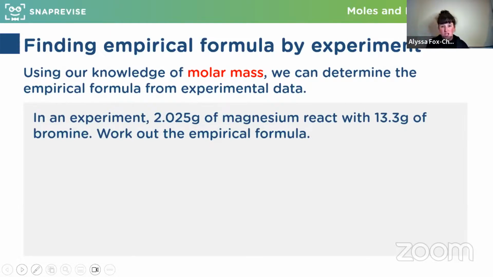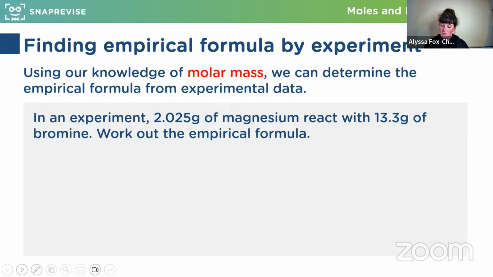You could work out the mass change, so how much oxygen had been gained by that magnesium. And then using those two amounts, you could work out the ratio of elements in magnesium oxide, the product of combustion of magnesium. You might have had the opportunity to do that in GCSE. You might not have, but hopefully you did. But there are similar experiments that you can do to determine masses. So in this one, in an experiment, 2.025 grams of magnesium reacts with 13.3 grams of bromine. Determine the empirical formula.